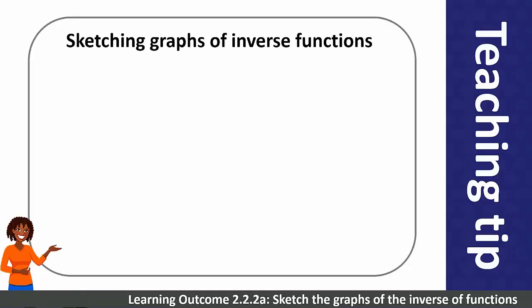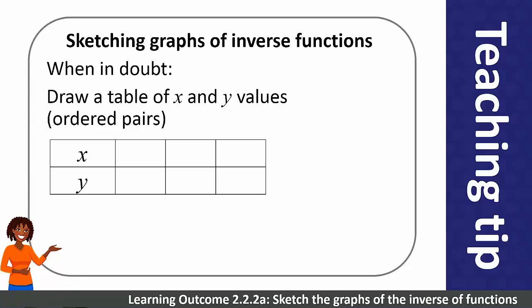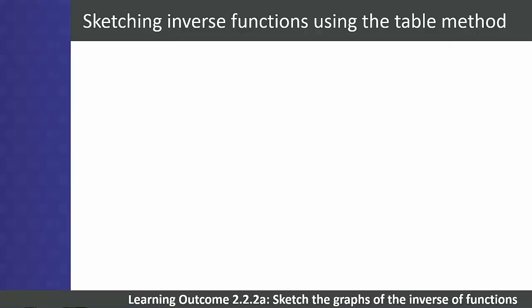Teaching tip: sketching graphs of inverse functions. In Level 4, students are asked to find the inverse of a function and then sketch it. The most fail-safe way for students to sketch the inverse function graphs is the table of ordered pairs method. Students are far less likely to make mistakes this way. Let's take a closer look at how we sketch an inverse function using the table method.